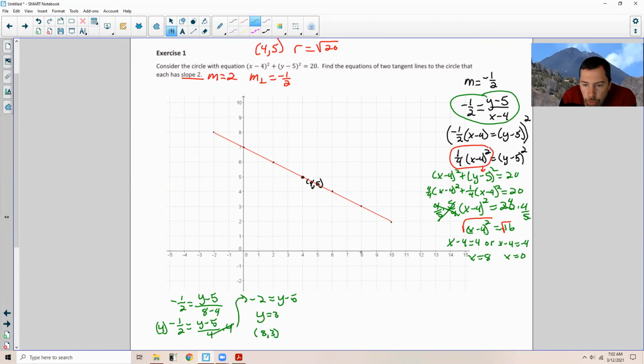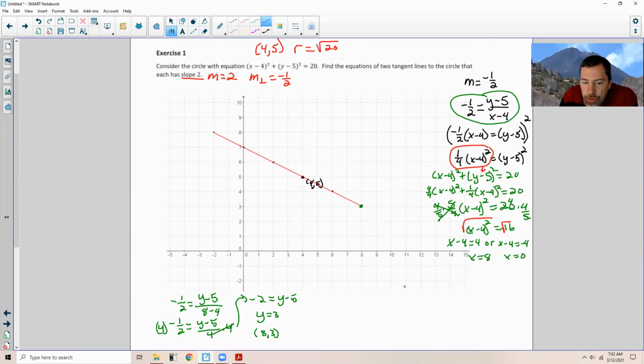Okay, so that means I go over to 8, up to 3, and this is where my circle ends, right there. Okay, so I'm going to erase this point, and I'm going to shorten my radius or diameter to there. And then we're going to do the other one. So I'll do that in blue.